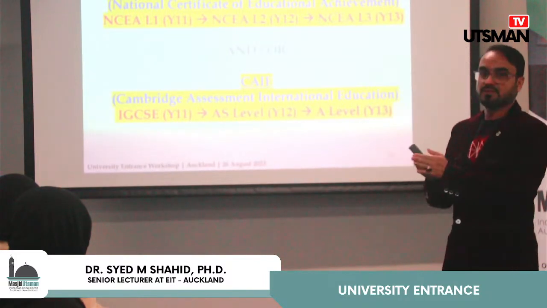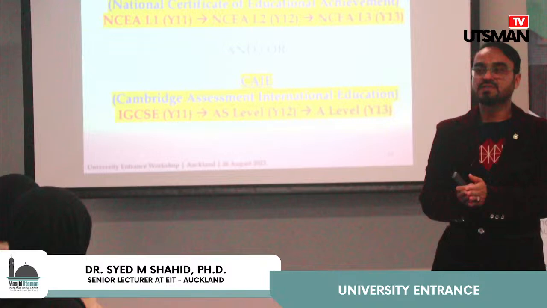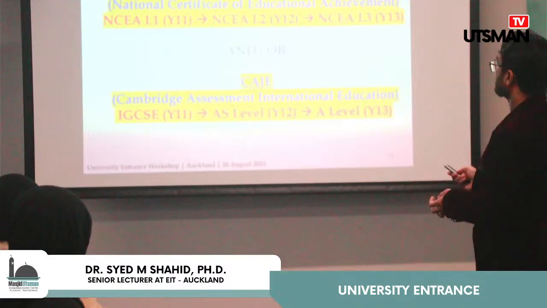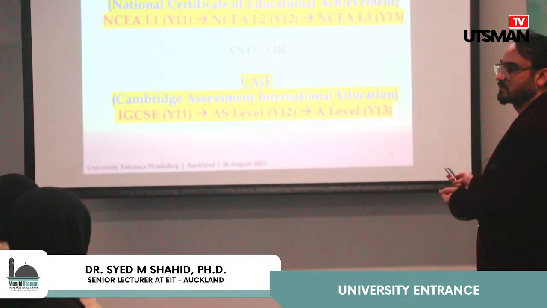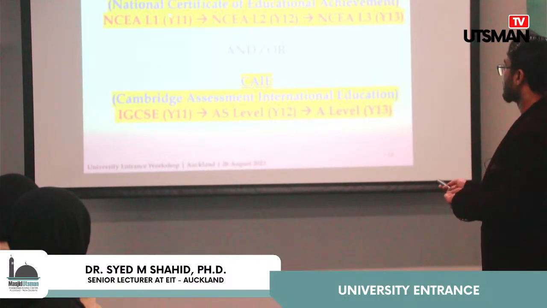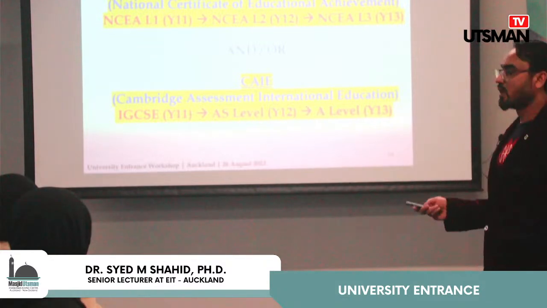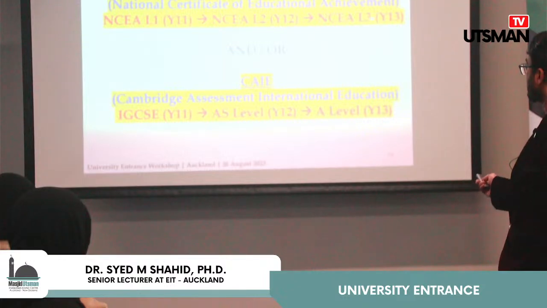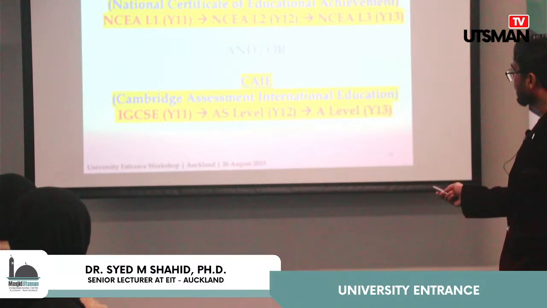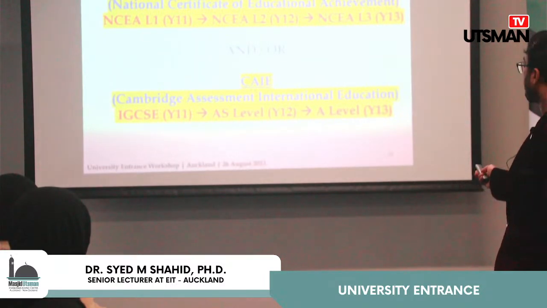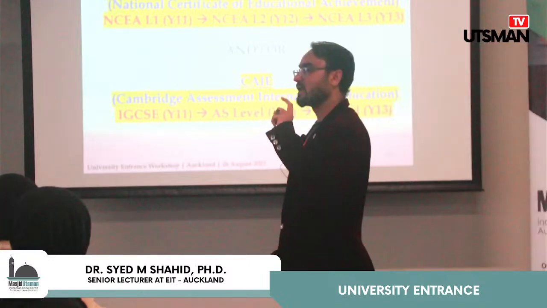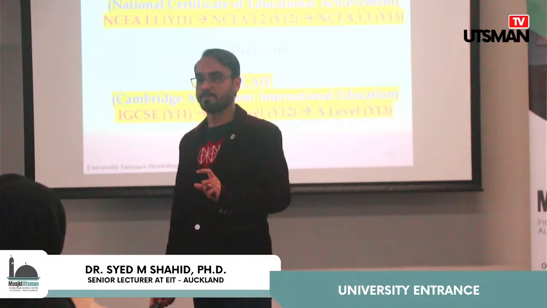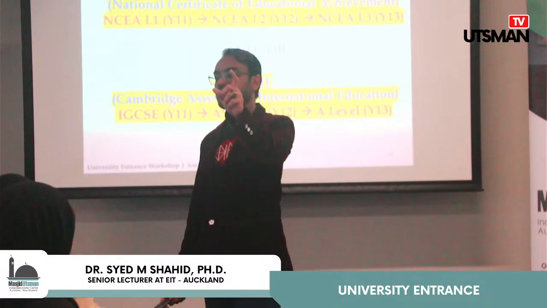So here the university entrance story starts. We have 2 pathways in New Zealand. The majority of the students come from NCEA, which we call National Certificate of Educational Achievement. How it works? Level 1, year 11, level 2, year 12, level 3, year 13. Only if you have done level 1, 2 and 3 can you be considered for a university program in New Zealand if you are from NCEA.